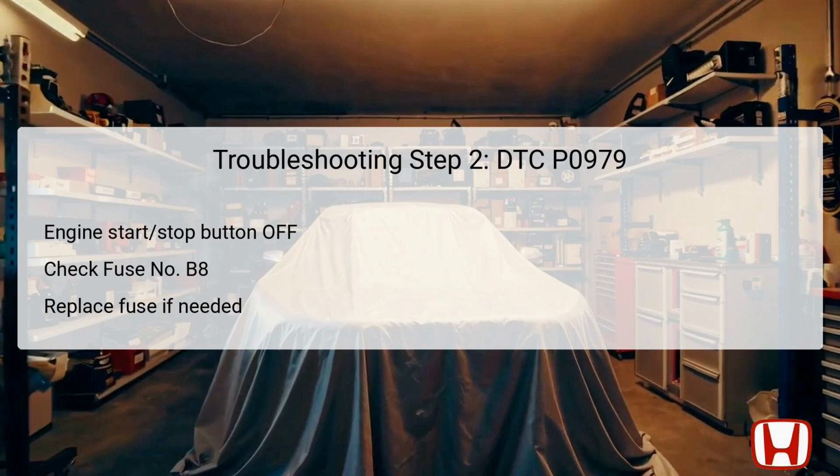The second step in troubleshooting DTC P0979 requires you to press the engine start-stop button to turn the vehicle off. Once powered down, check fuse number B8, which is a 10-amp fuse located in the under-dash fuse relay box. This fuse plays a critical role in the electrical circuit related to the Shift Solenoid Valve C. If the fuse is intact, you can proceed to the next troubleshooting step.